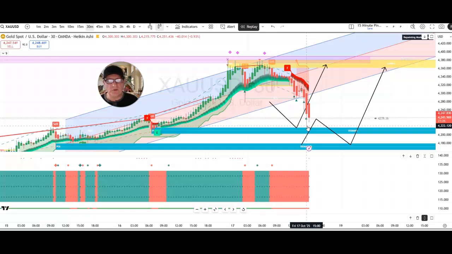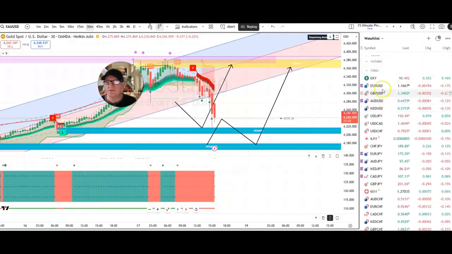Now the other thing to bear in mind is that you want a correlation. I'll cover that now as well. The correlation with gold is the US dollar, isn't it? So let me just swap over to the DXY.